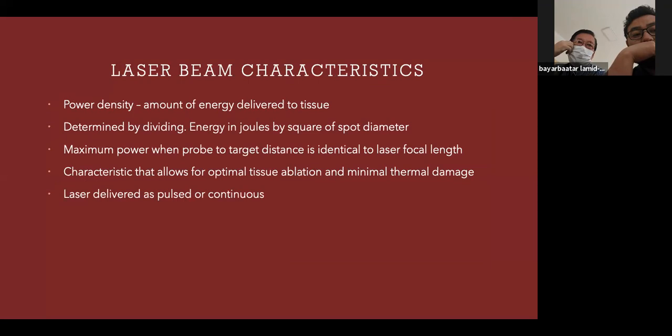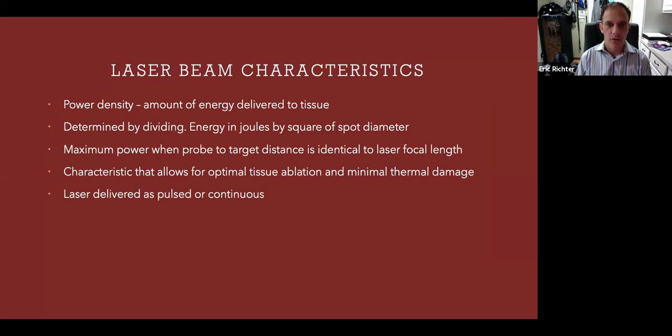And this just talks about laser beam characteristics. So the power density, that's the amount of energy that's actually delivered to the tissue. And that's determined by dividing energy in joules by the square of the spot diameter. In other words, the laser will have a very focal diameter of the laser that beams on the tissue. So maximum power is actually delivered when the probe to target distance is identical to the focal laser length. And that's the characteristic that allows for optimal tissue ablation and minimal thermal damage. Lasers can be delivered as pulsed or continuous. In the case of urology, it's generally pulsed.